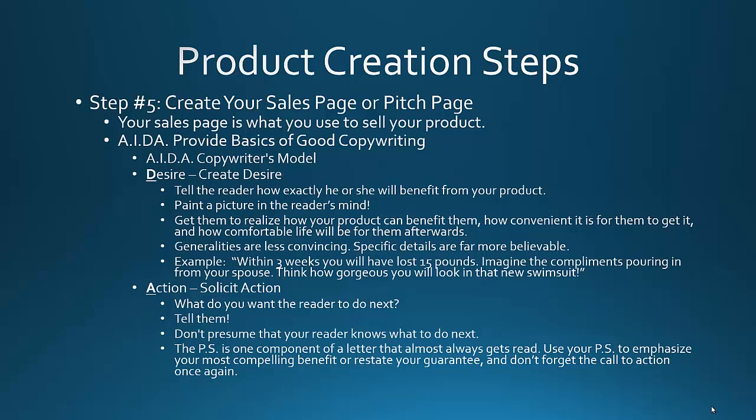And here's an example of building up that desire. Within 3 weeks, you will have lost 15 pounds. Imagine the compliments pouring in from your spouse. Think how gorgeous you will look in that new swimsuit. So that would be a great example of being very specific, whereas just saying, hey, you could lose 15 pounds in 3 weeks. You could say, look, you're going to get more compliments, and look how gorgeous you're going to look if you follow these principles and lose that extra 15 pounds that you want to lose.